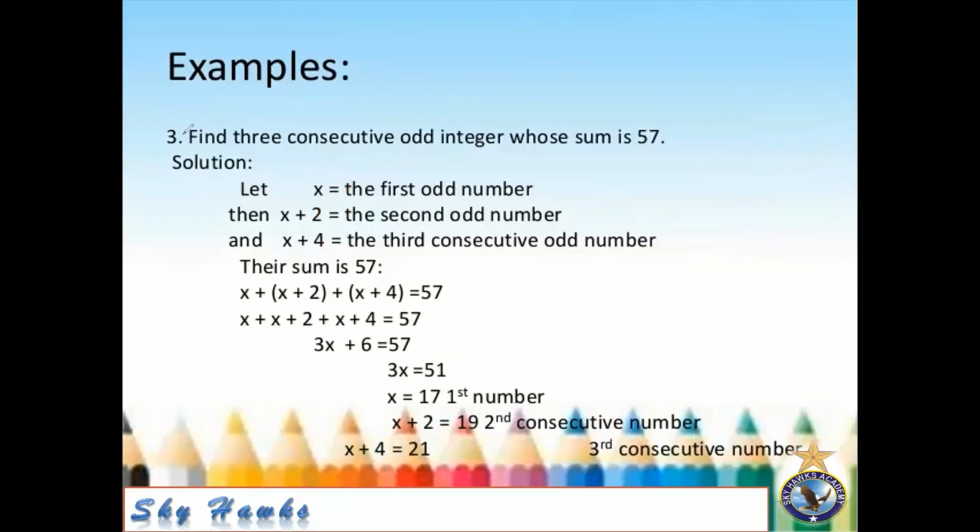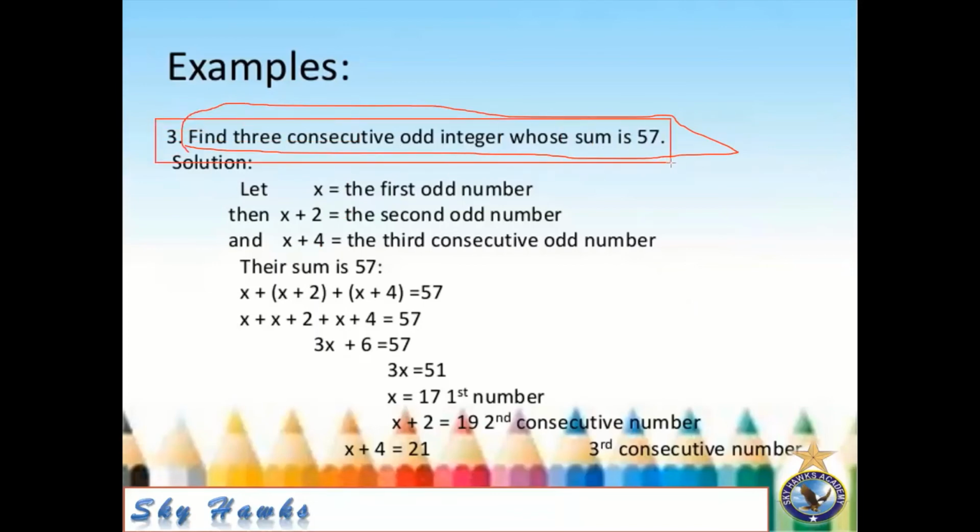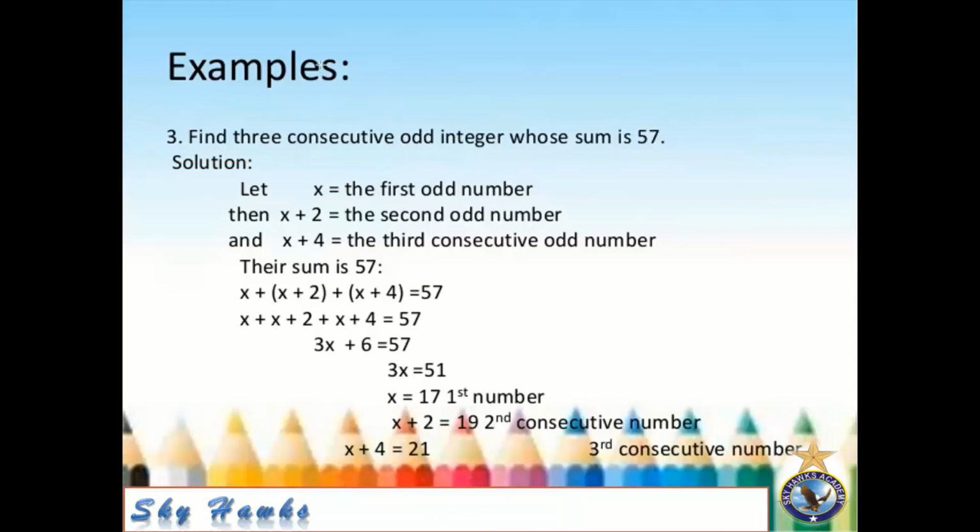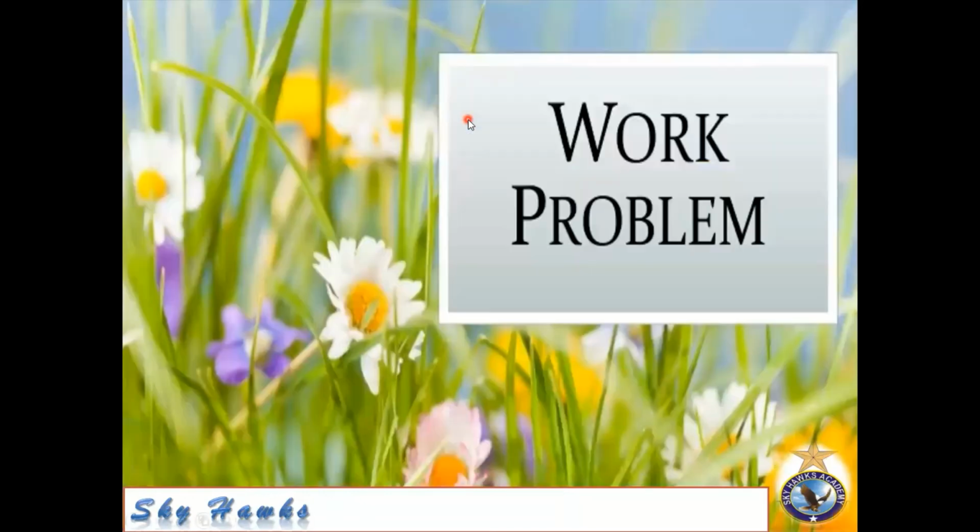So please note down only this line and try to solve this. Can you write the solution? Good. So please note down only this line. We are moving to the next: 3 consecutive odd integers whose sum is 57. So this is all about this problem, and let's see what is next.